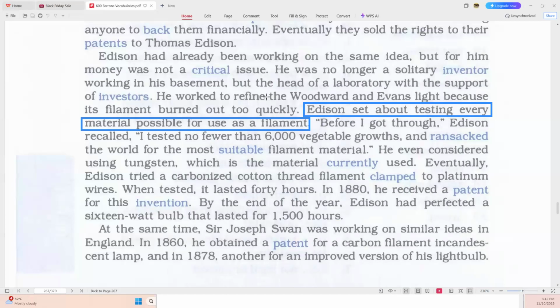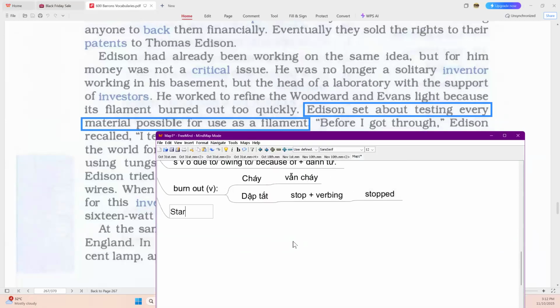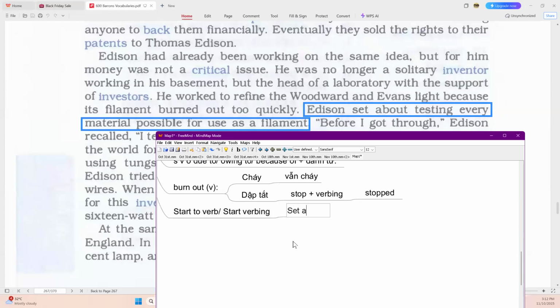I start to study English, or I said about studying English. So Edison said about, that is Edison start doing something. Please remember. So this one, you start to do something, or you start doing something. It means you said about verbing in English. All right, so let's go. Edison started trying all kinds of materials to see which one could be used as a filament.